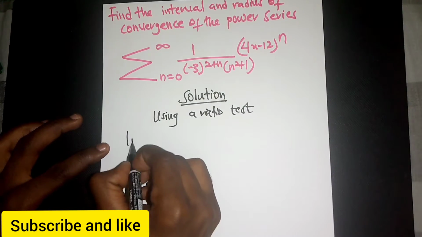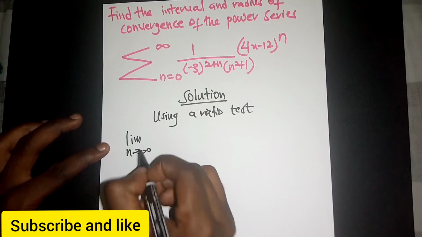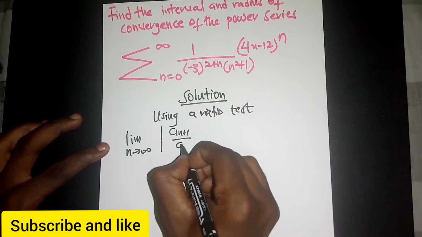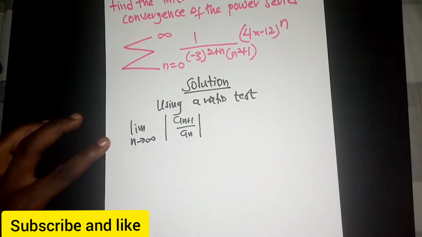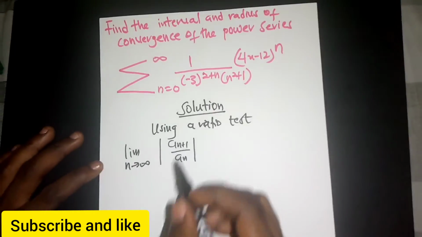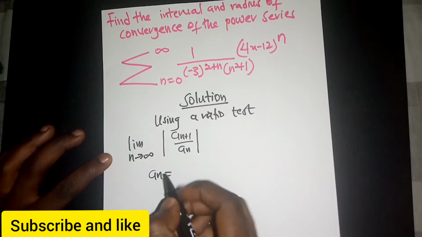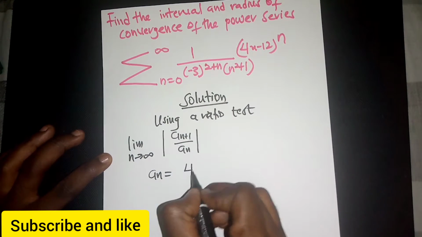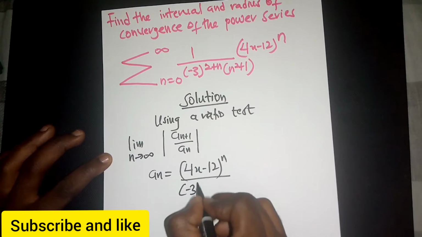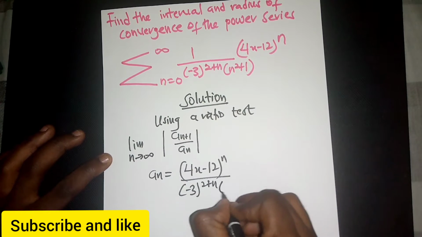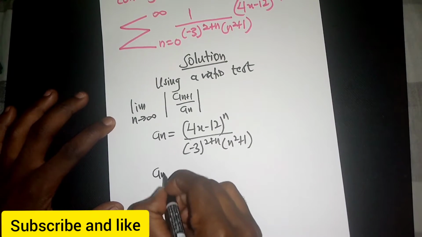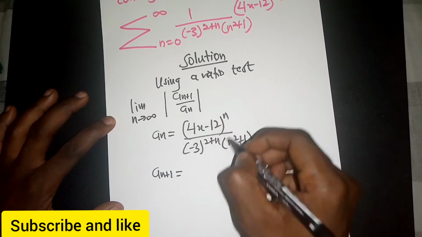and the ratio test is given by the limit as n approaches infinity of the absolute value of a sub n plus 1 over a sub n. This is what we have from the question given over there. Now a sub n is just (4x minus 12) to the power n divided by (minus 3) to the power (2 plus n), then n squared plus 1. That is a sub n. But for a sub n plus 1, wherever you see n, you add 1 to it.